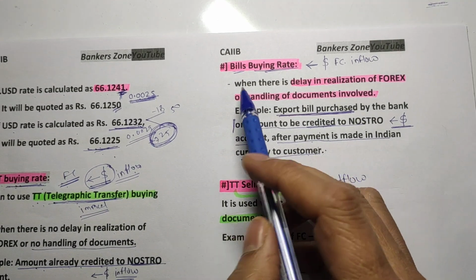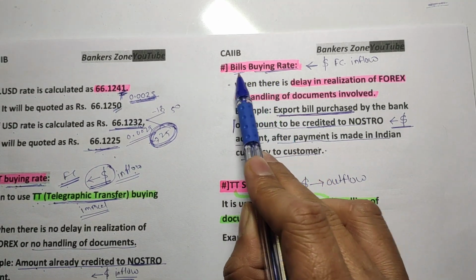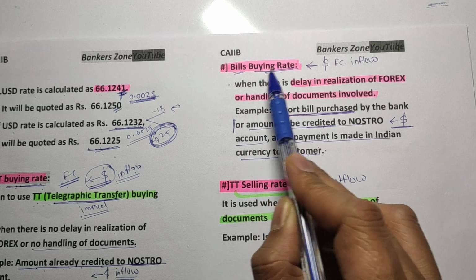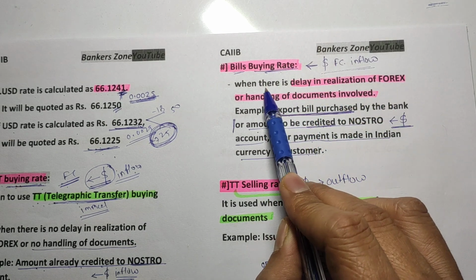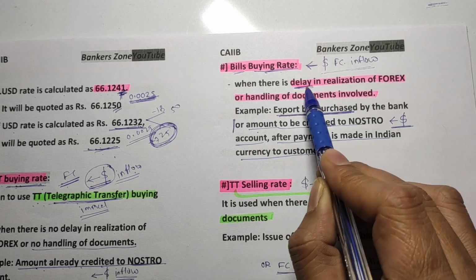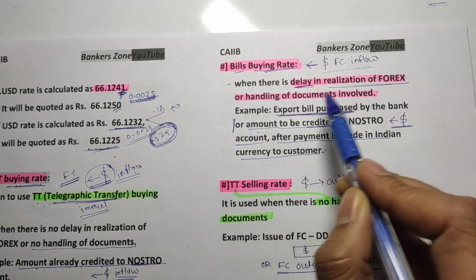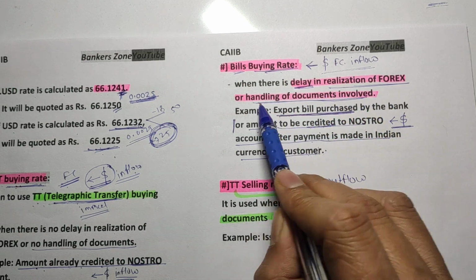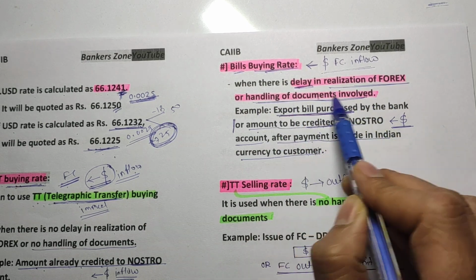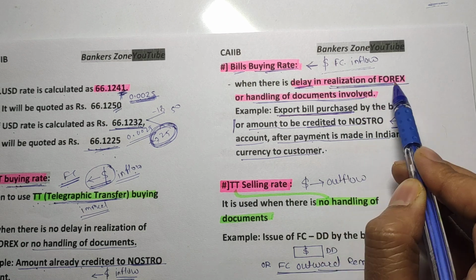Okay, next, when to use the bills buying rate. So friends, I have already told you, buying means foreign currency inflow. And when there is a delay in the realization of the forex, or handling of documents is involved, when there is handling of documents involved, definitely there will be a delay in the realization or the settlement.